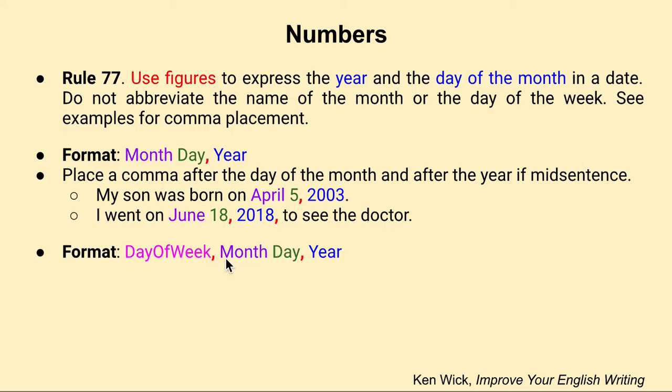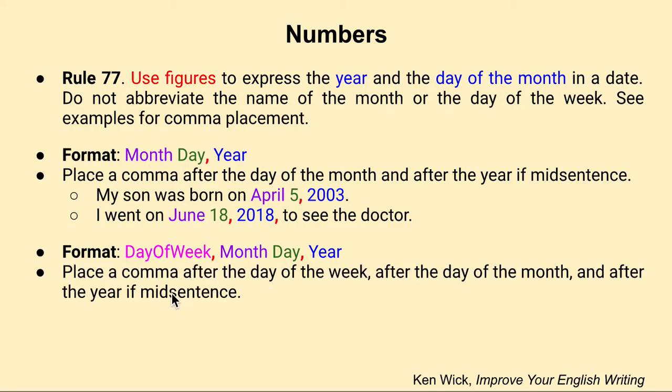The next format is day of the week, month, day, and year. You put a comma after the day of the week, like Tuesday, after the day of the month, the 5th, and after the year if mid-sentence. Let's look at two examples. My son was born on Saturday, April 5, 2003.